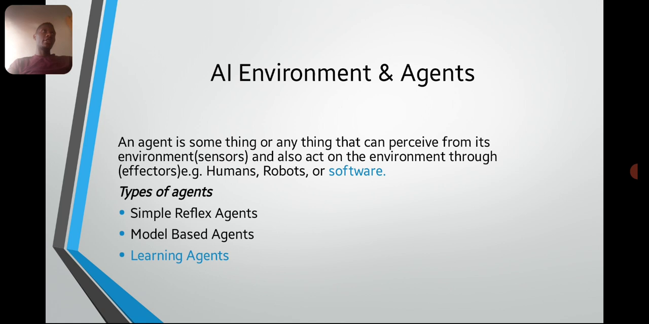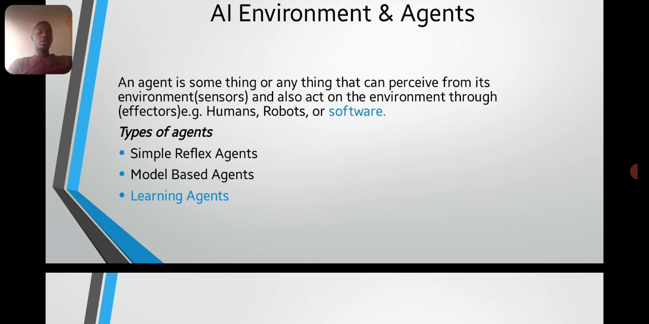There are some examples of agents. They can be human, they can be robots, or they can be software. But in my project, I can't use humans, of course, that's what I'm avoiding. I don't want to use robots either. I'm going to use a software program, and that is going to be my agent.